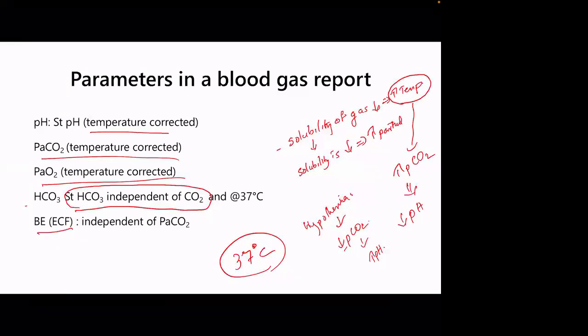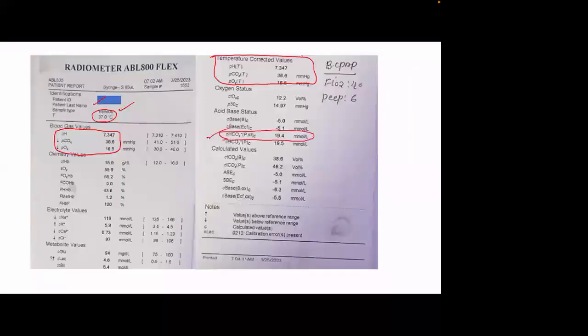And the next one is base excess. Base excess we can get for the whole blood as well as for the extracellular fluid. The extracellular fluid base excess is independent of the partial pressure of carbon dioxide. Hence, the base excess ECF, or standardized base excess, is the one which is being taken for clinical purposes. There will be an affix of c for all those calculated values.